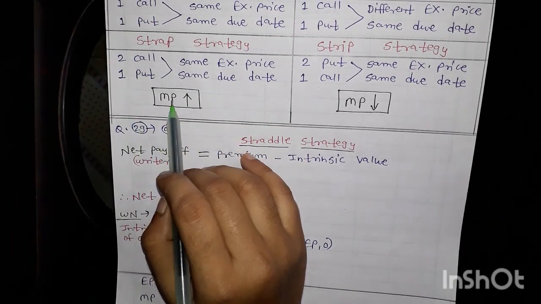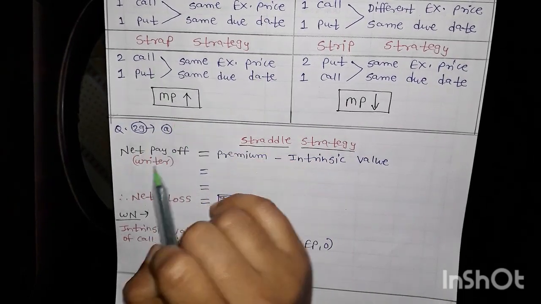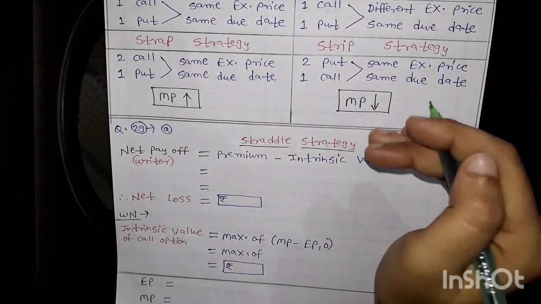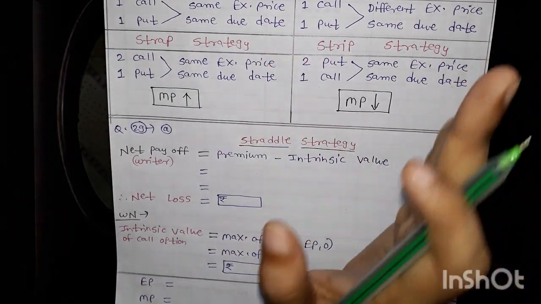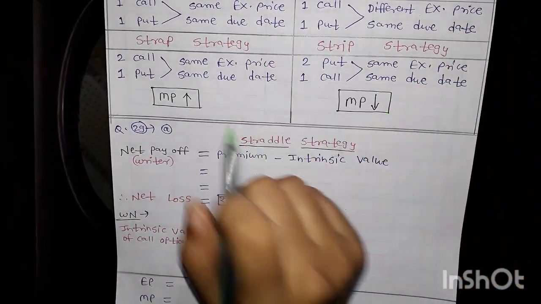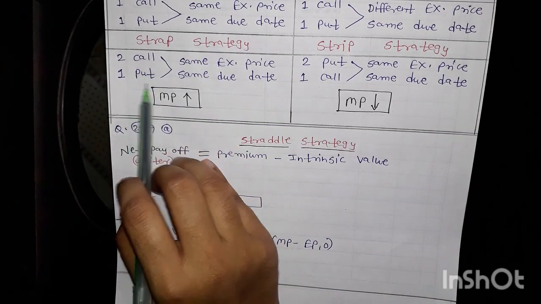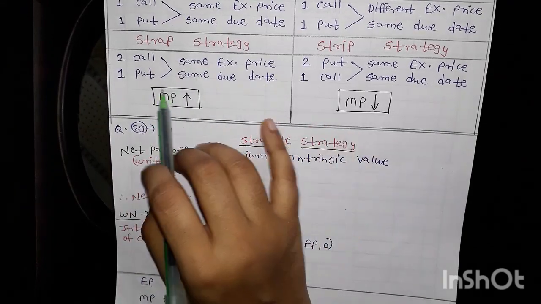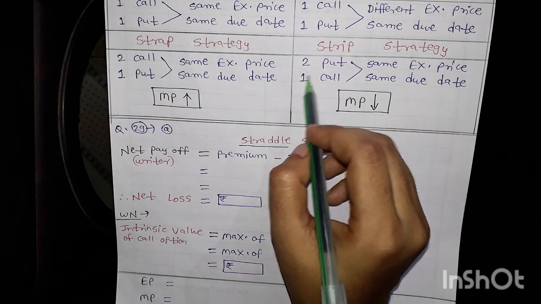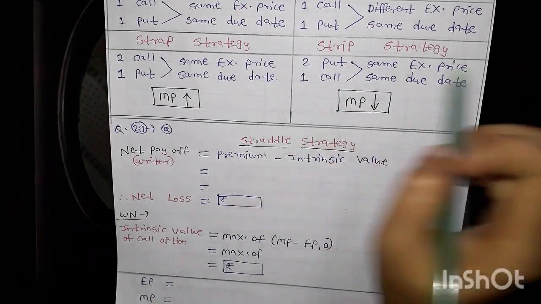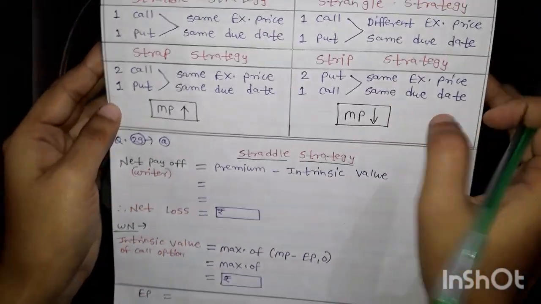So whenever the market price is high, call option is preferable, and whenever the market price is lower, put option is preferable, because we are going to exercise at the exercise price when the market price is lower. So here we take two call options and one put option, with the same exercise price and same due date. In the strip, we prefer the put option more, so two put options and one call option at the same exercise price and the same due date. Just remember these things.